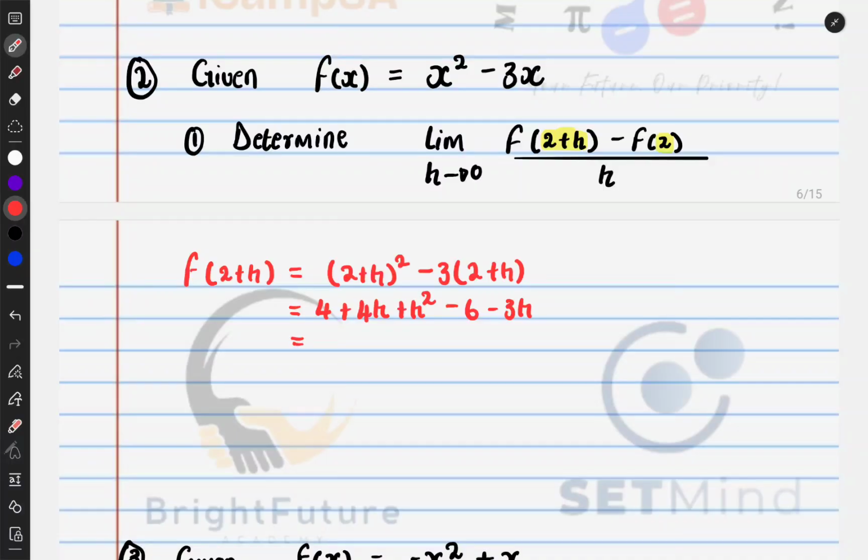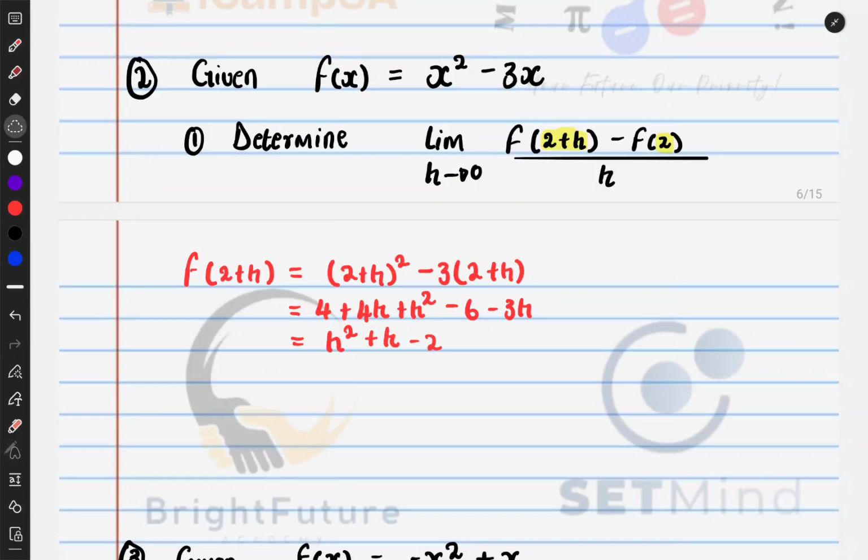This would be equal to 4 minus 6, which is negative 2, so we're going to have h squared, and 4h minus 3h will be h, so therefore plus h, minus 2. I think we're going to have that.